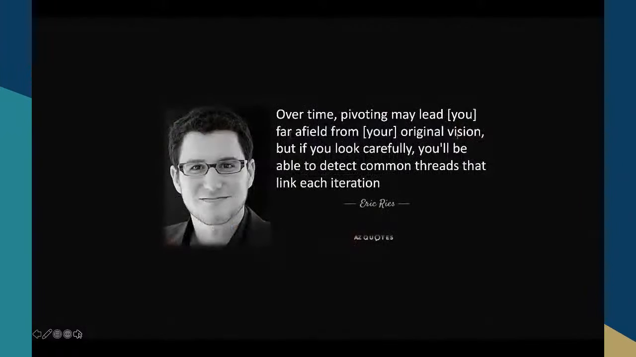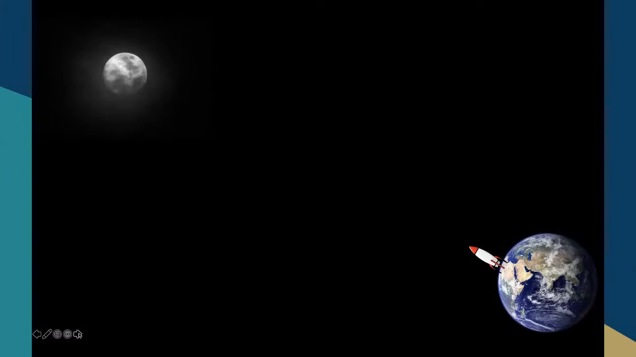And so this guy, Eric Ries, who's the author of a book called The Lean Startup, says, over time, pivoting may lead you far afield from your original vision. But if you look carefully, you'll be able to detect common threads that link each iteration. And so here's an example from big organizations that often takes place. In the pharmaceutical industry, and healthcare, I would say as a whole, probably this happens a lot.